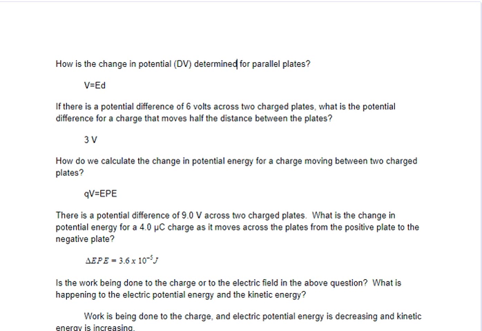Now it's going from the positive plate to the negative plate. That means the electric field is doing work to the charge. The kinetic energy will be increasing as electric potential energy decreases. So that EPE there should be a negative 3.6 times 10 to the minus 5 joules, from the perspective that the field is losing the energy, and that's being converted into kinetic energy.